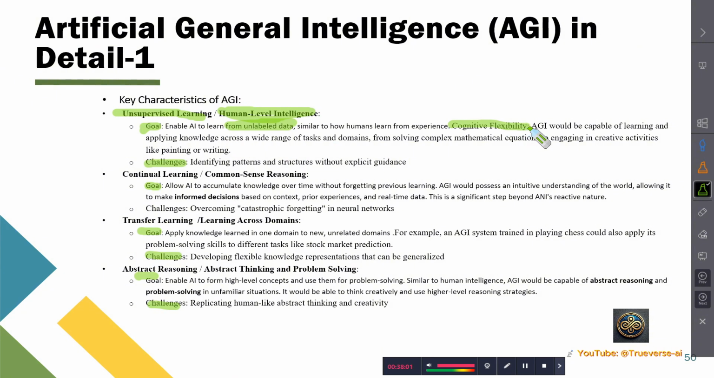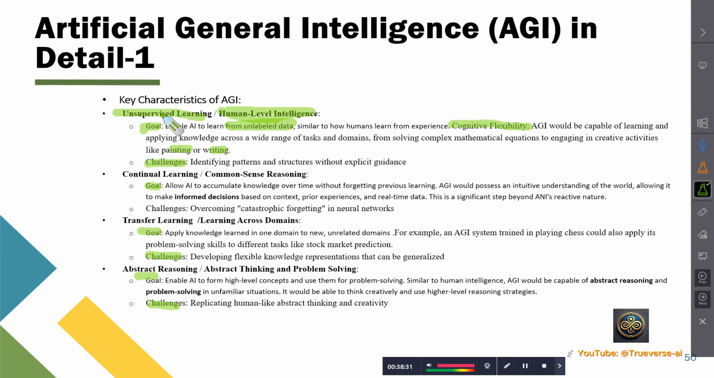Cognitive flexibility would be a key feature, allowing AGI to apply its knowledge across a wide range of tasks and domains. Imagine an AI that could solve complex mathematical equations and also engage in creative activities like painting or writing. Right?